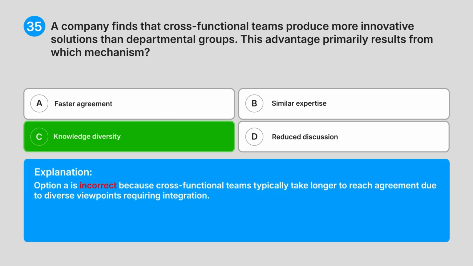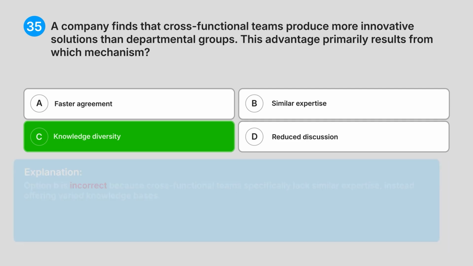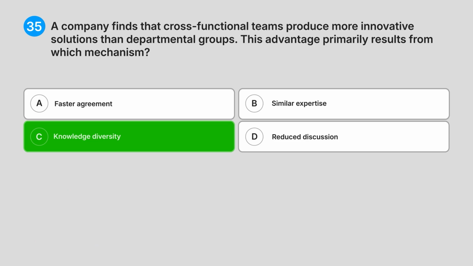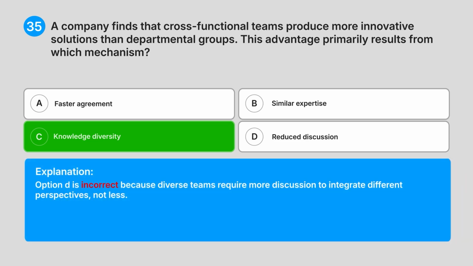Option A is incorrect because cross-functional teams typically take longer to reach agreement due to diverse viewpoints requiring integration. Option B is incorrect because cross-functional teams specifically lack similar expertise, instead offering varied knowledge bases. Option D is incorrect because diverse teams require more discussion to integrate different perspectives, not less.